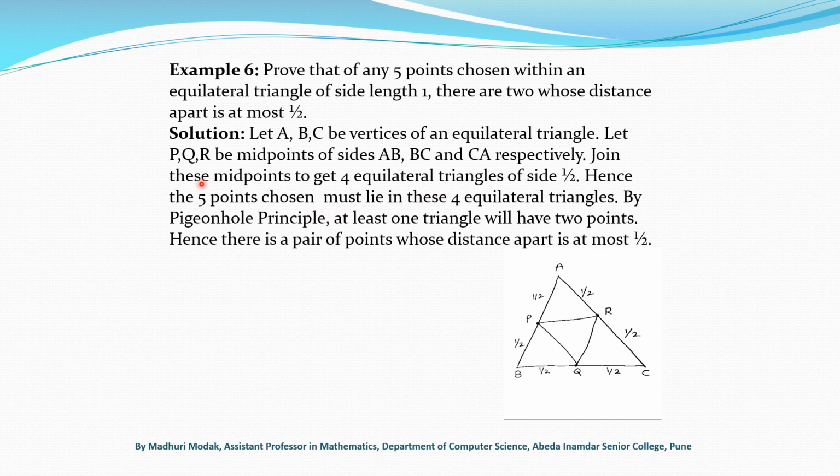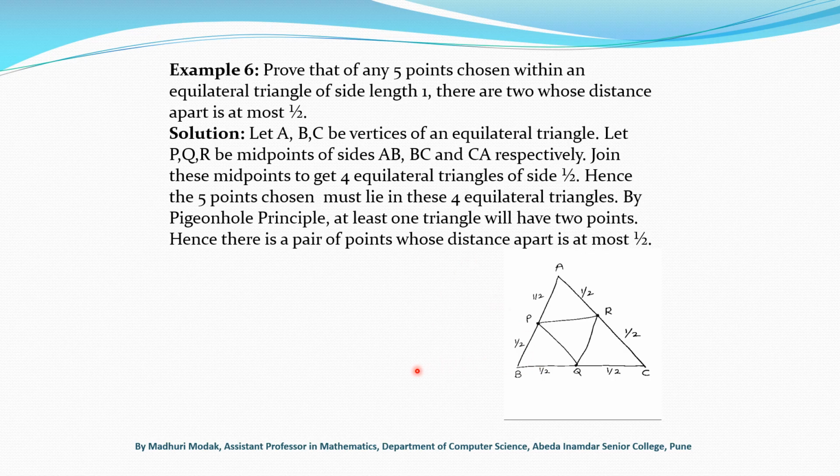Now we join these midpoints to get 4 equilateral triangles of side 1/2. After considering the midpoints P, Q, R, we have joined PR, RQ and PQ. So the triangle ABC is now divided into 4 equilateral triangles: one is APR, then PQR, then PBQ and then QRC. So the whole triangle is divided into 4 equilateral triangles.